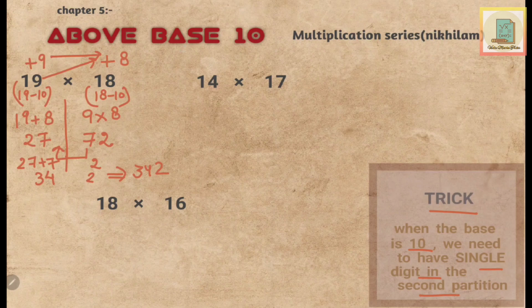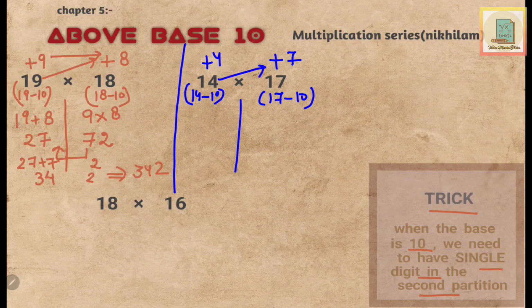Now, let's get going to the next question. 14 multiplied by 17. So let's find out the deviation. 14 minus 10, which gives you plus 4 as deviation, and 17 minus 10, which gives you plus 7 as deviation. Now in the first partition, first number plus the second deviation, which is 14 plus 7, and in the second partition, 4 multiplied by 7, which is multiply both the deviations. So 14 plus 7 gives you 21, and 4 multiplied by 7 gives you 28.